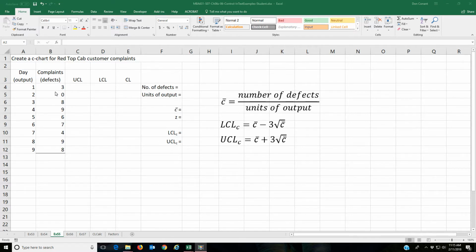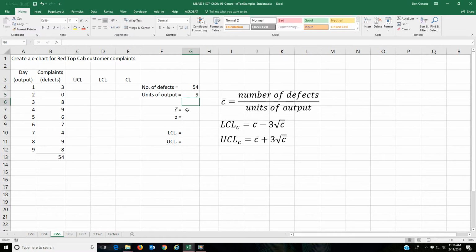In order to calculate this, we have to find C bar, and that is the number of defects over the units of output. So I want to identify the number of defects. To do that, I'm going to add up the number of defects. There we go. I'll place that here just so I can see it. And then the units of output is 9. It's the number of days of the output here.